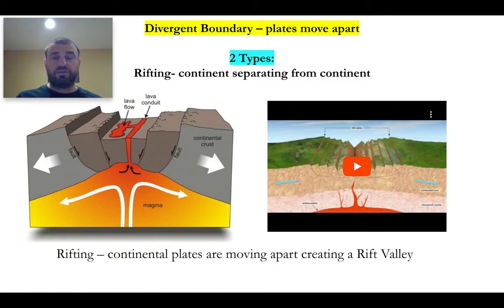In those charts, the ones that say complex, it means the motion could change. Sometimes it's moving away, sometimes it's transform. So we're not exactly sure, so we just classify it as a complex boundary.